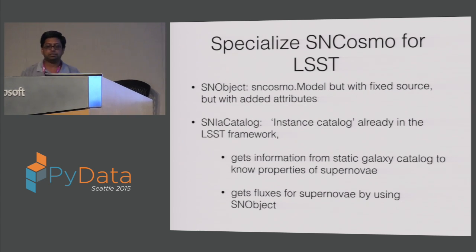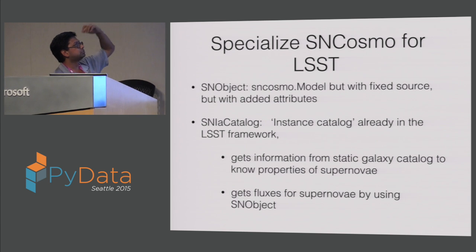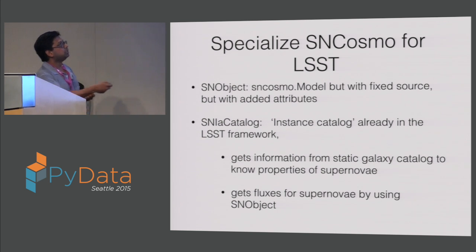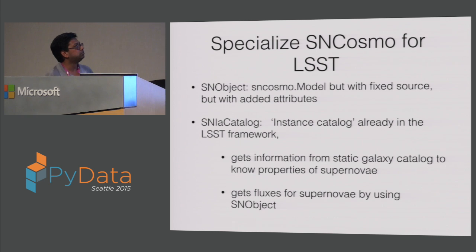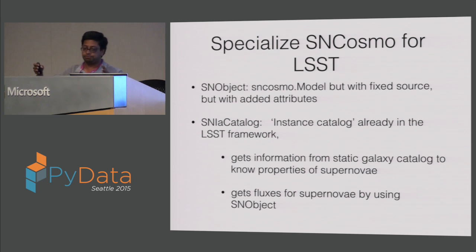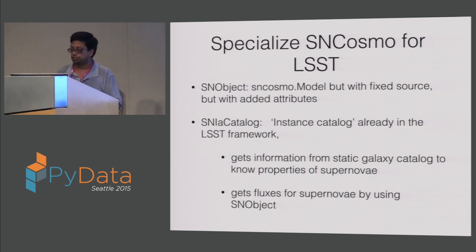And we can use some of the work done in SNCosmo. So SN object is kind of a structure that is essentially SNCosmo, with the SNCosmo model that we talked about, but with fixed source, less flexibility, but added attributes for LSST. And then we have a catalog which uses actually the LSST software, which is the instance catalog framework that's already there. And what this does is it prints out catalogs in a particular spatial area at a single exposure time.